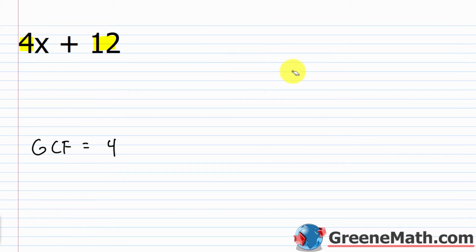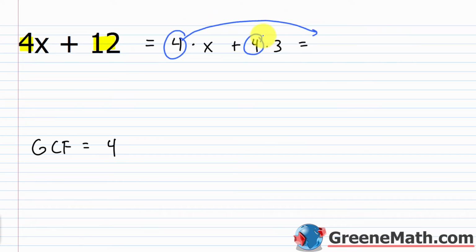All right. So once we've figured that out, all I need to do for this example is pull a 4 out. So I could write this as 4 times x like this, just to completely show what's going on, plus, if I divide 12 by 4, I get 3. So 4 times 3. And this would be equal to, just pull the 4 out, place it outside of a set of parentheses, and in the parentheses would have what's left. Here it would just be an x, plus here it would just be a 3.